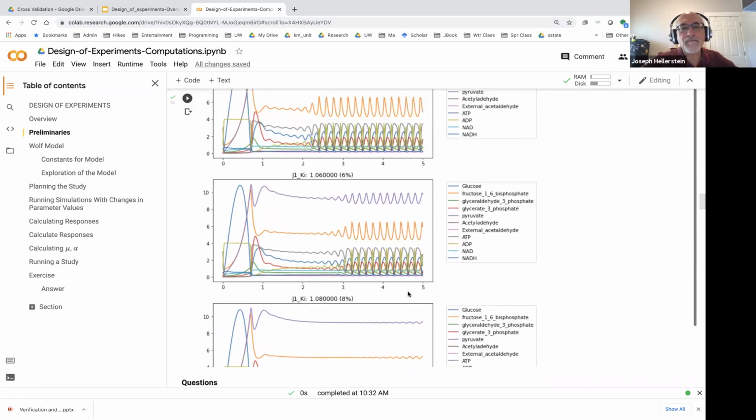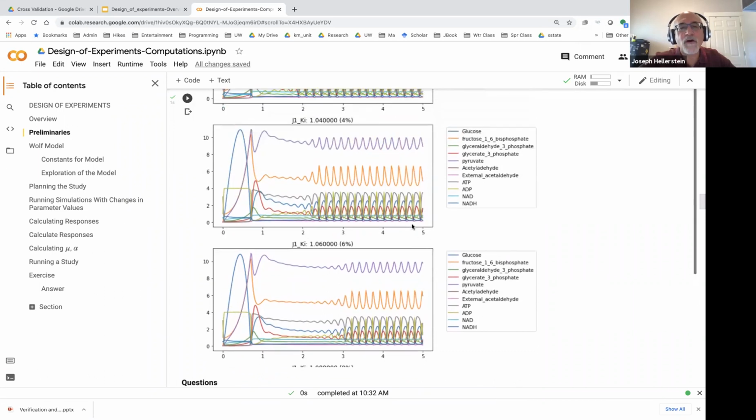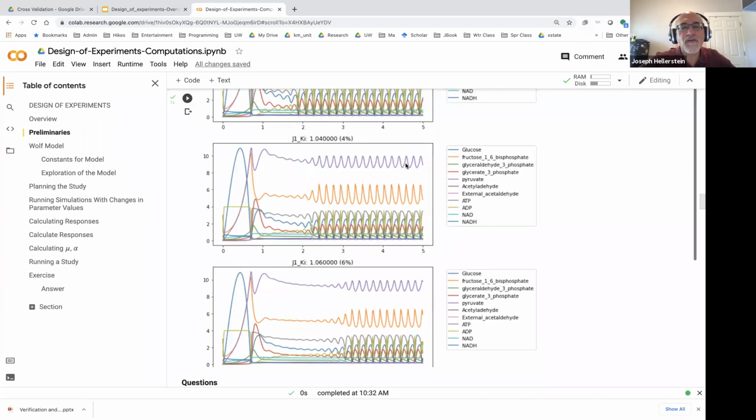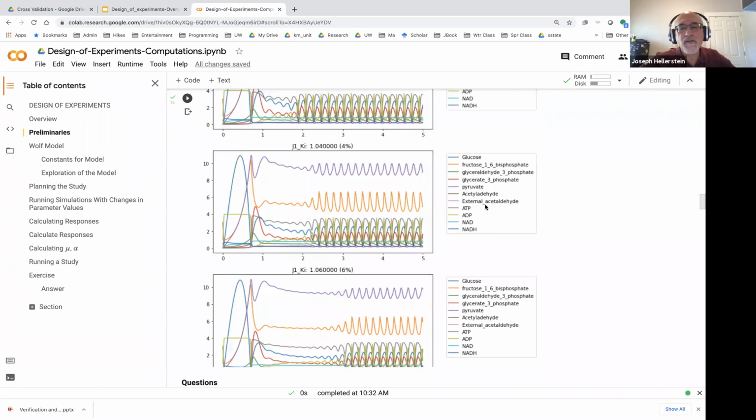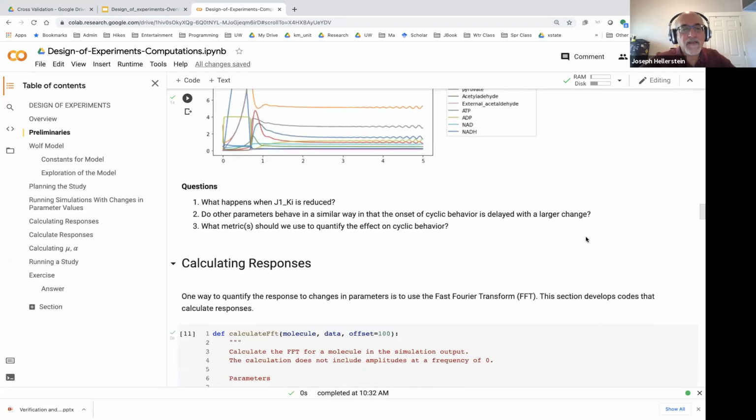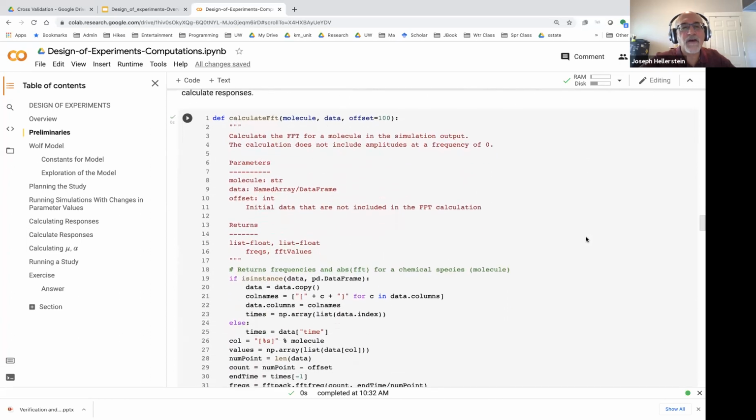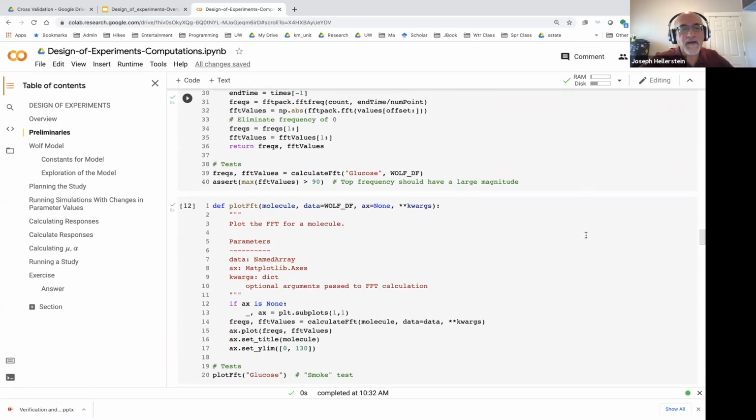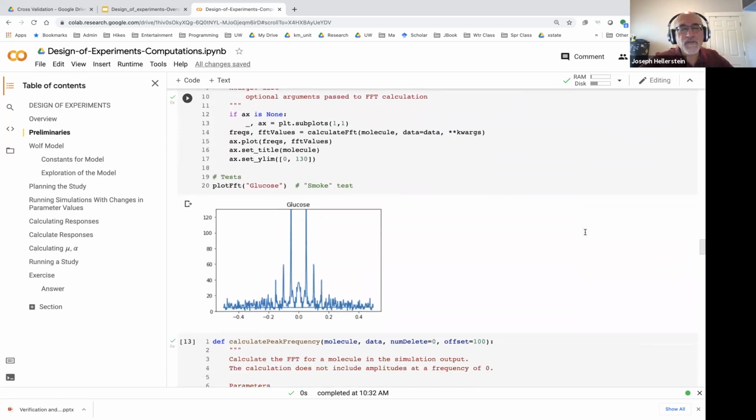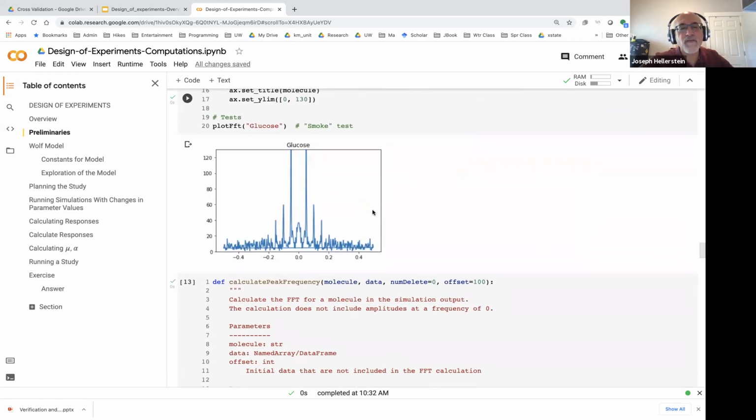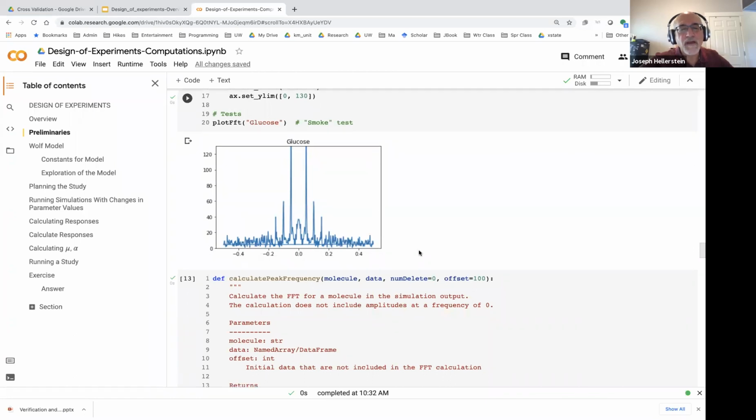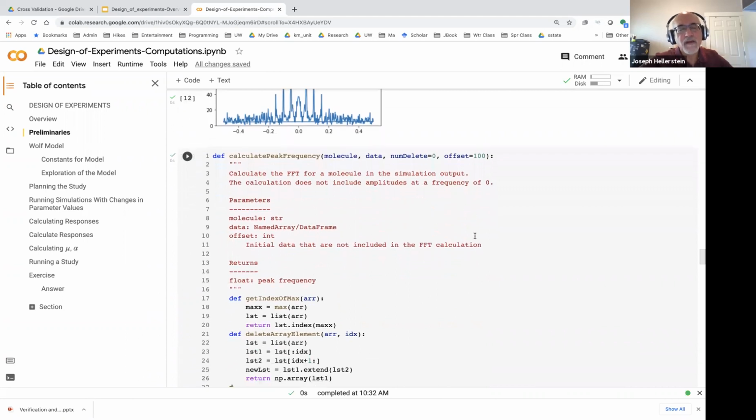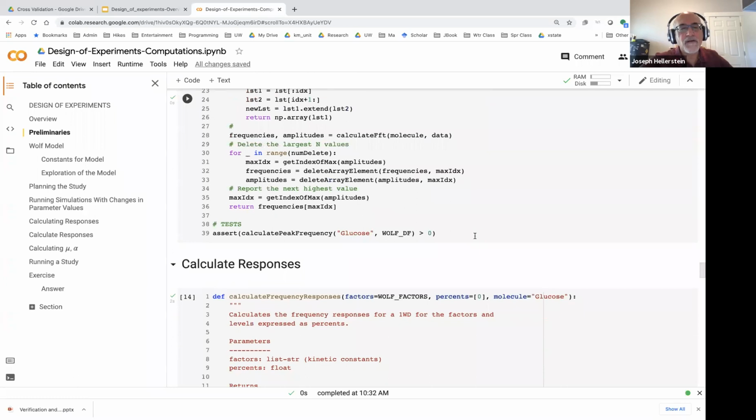Now, the output this is showing is all the simulation values. Of course, what I want is a way of quantifying. I want to change this into a scalar, which is the frequency of the oscillations for glucose after the transient. That's what this next part is, calculating the response. It calculates the fast Fourier transform; I'm not going to go into detail about that. This is plotting it, which is what you see when you plot a fast Fourier transform. You show a magnitude at different frequencies. And what this does is pick out the peak frequency. So again, we're calculating the response over here.